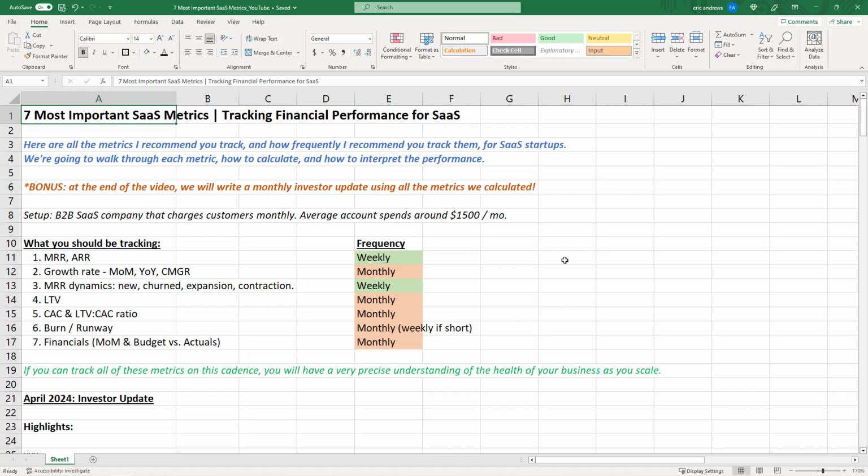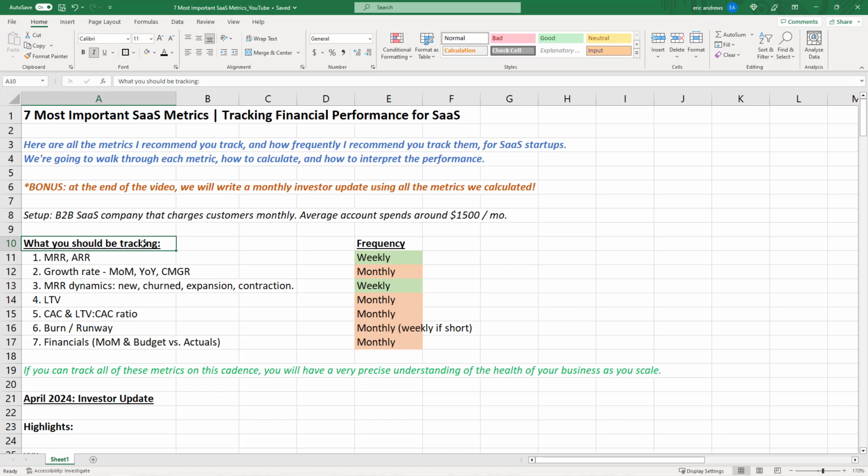So the structure of today's video is that we're going to walk through the 7 most important SaaS metrics that you should be tracking if you're running a SaaS startup. A lot of founders had asked me how do I set up a comprehensive financial framework so that I can understand the performance of my SaaS business and make sure that everything's going well. So this is a roadmap for people to run their own SaaS startups internally and also to be able to articulate the performance of the business externally to investors or if you're doing fundraising.